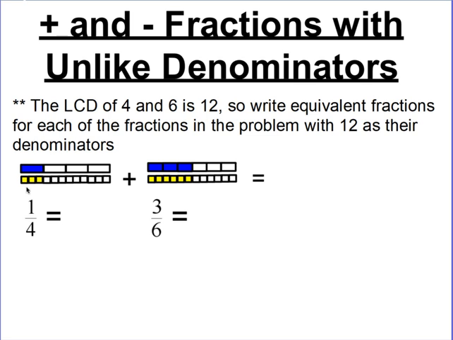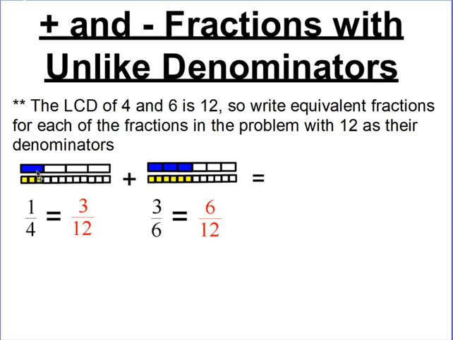Okay? So I'm going to adjust 1/4 by multiplying by 3 on both parts to change it into a fraction with a denominator of 12, and it's going to equal 3/12. Here, if I multiply 6 times 2, I get 12, and 3 times 2 is 6. So now you can see with the representations, we changed the two fractions into 12ths, and so I colored in 3 out of 12 here, and 6 out of 12 here.